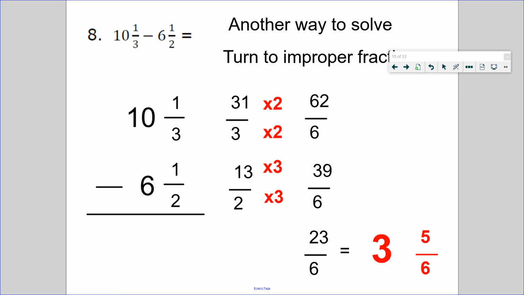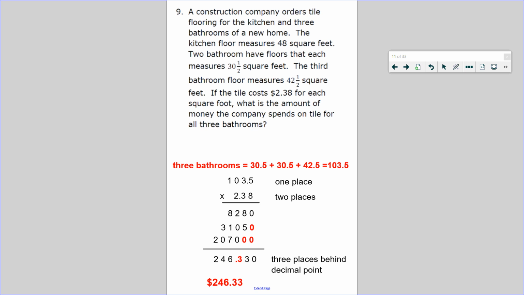Number 8, another way to, oh, it's right here. Duh, I don't know. So I did all that work. I didn't realize it was the next screen. I did it already. So it's right here. You can pause it and look at how I did it. I did improper fraction. I know ways to turn into improper fraction. Number 9, we're almost done.